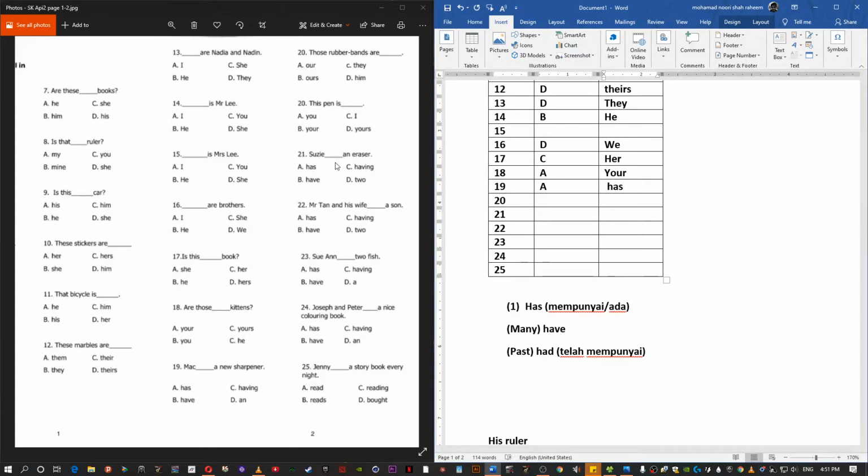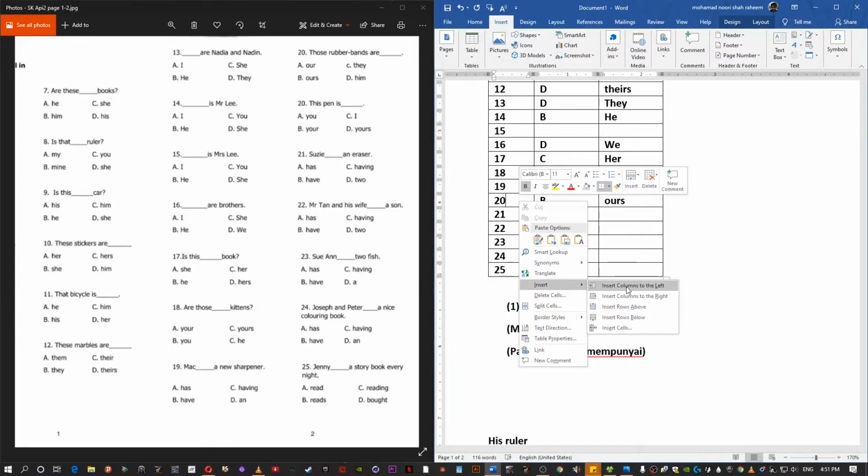Number 20. Those rubber bands are... Rubber band datang dahulu, ni benda dia. Di belakang tu, they, him, ours, our. So the answer is ours. It's pretty easy, right? I didn't really check whether it was that easy or difficult for you. I think this is pretty easy for all of you. Okay, so 20 kat sini dia berulang dua kali lah pula. So, never mind.